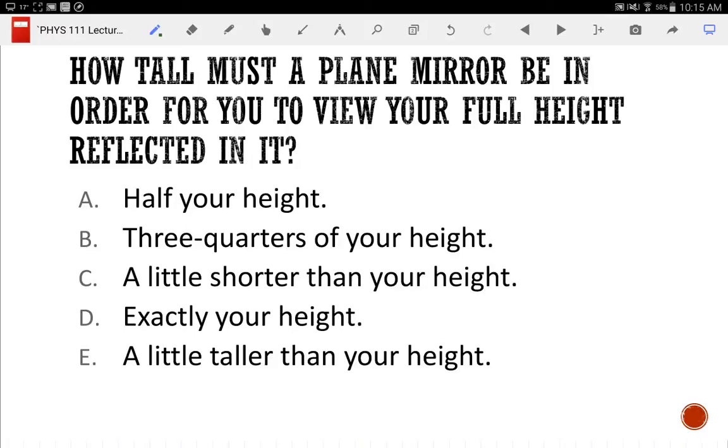How tall must a plane mirror be in order for you to view your full height reflected in it? So this is an experience question, not one we've talked about. You want to see your whole body in a wall mirror. So the wall mirror is parallel to you. It's vertical. How much mirror do I need in height to see my entire body height?